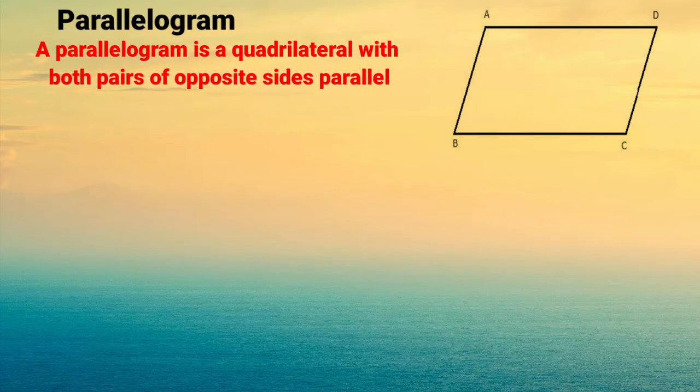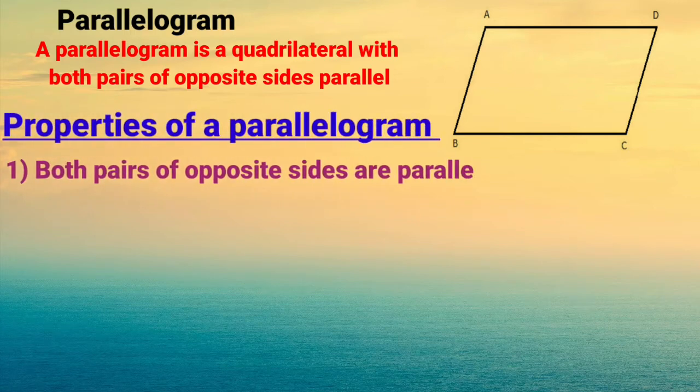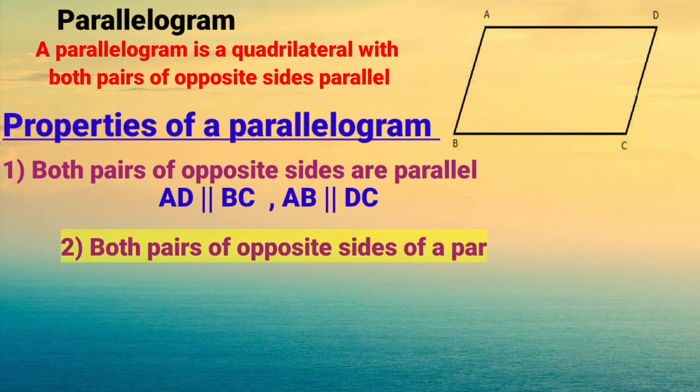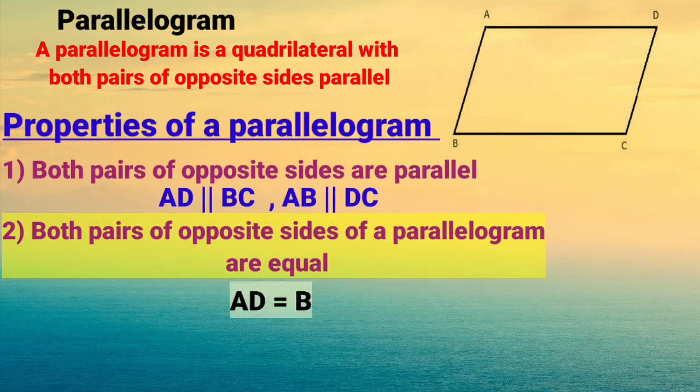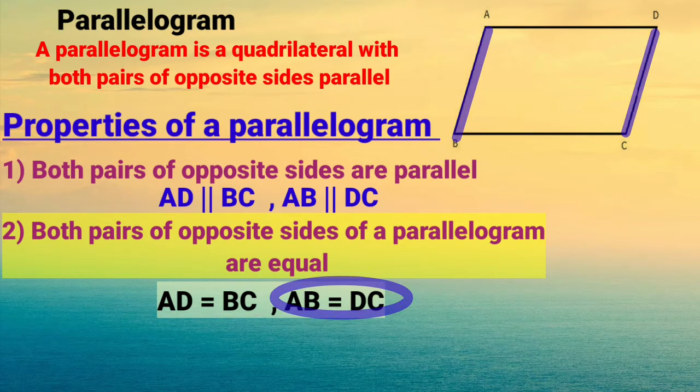So here let's see the properties of a parallelogram. Number one, both pairs of opposite sides are parallel. So here we can see AD is parallel to BC and AB is parallel to DC. Second, both pairs of opposite sides of a parallelogram are equal also. So AD is equal to BC and AB is equal to DC.